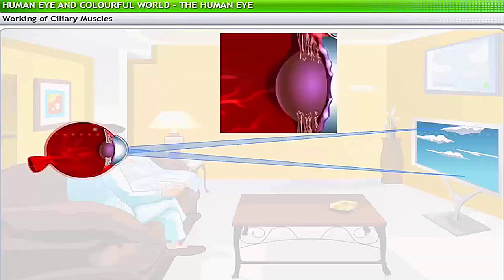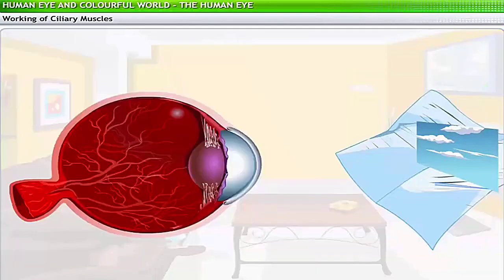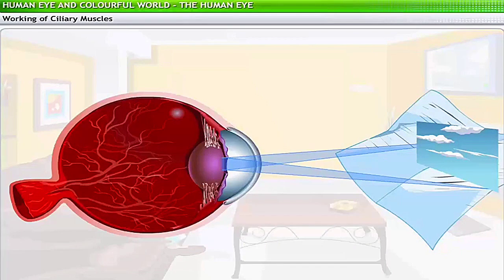In such situations, the ciliary muscles relax. This decreases the lens thickness, in turn increasing the focal length for clear vision. On the other hand, the light rays from an object located close to the eye, like the newspaper, are divergent and require relatively more convergence. Therefore, to focus on such objects, the focal length of the lens should be decreased. This happens when the lens is comparatively thicker.